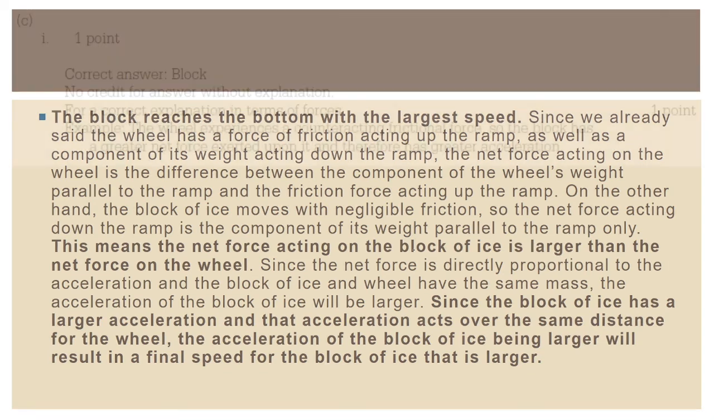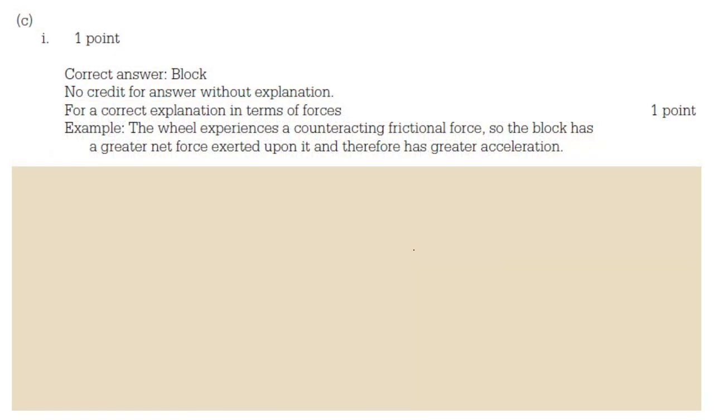All right, taking a look at the scoring guide here, this part was only worth 1 point. Notice here, it just said briefly explain your answer in terms of forces. So you didn't quite need to say all that. But notice the scoring guide here is super, super vague. It just says for a correct explanation in terms of forces. Their example is the wheel experiences a counteracting frictional force. So the block has a greater net force exerted on it and therefore has a greater acceleration.